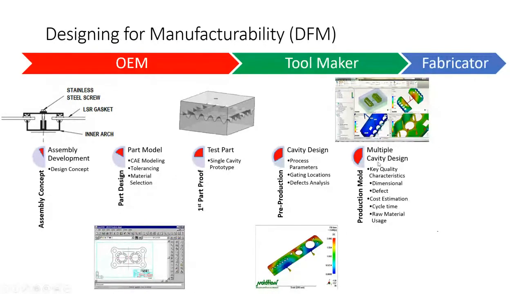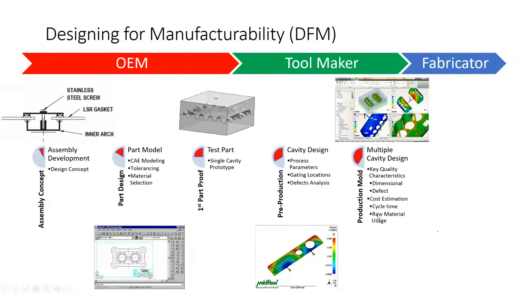Once we get that pre-production cavity design working, we have to go to multiple cavity design, because we're assuming this is going to be millions of parts, and we want to do that efficiently. We look at that in terms of key quality characteristics, dimensional defects, cost estimation, cycle time, raw material usage, and everything else.